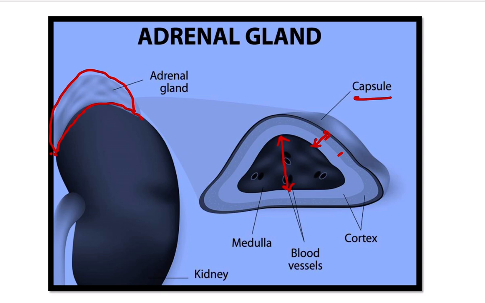And the cortex of the adrenal gland is also subdivided into some parts, such as the zona glomerulosa, zona fasciculata, and zona reticularis. So these are the three important divisions of the adrenal cortex, and the adrenal medulla is not subdivided.